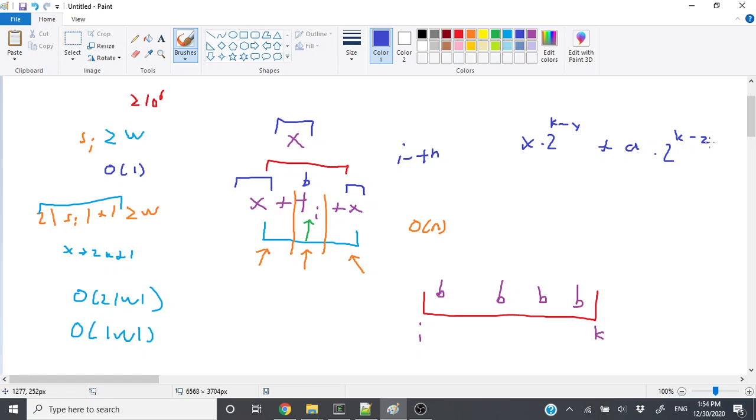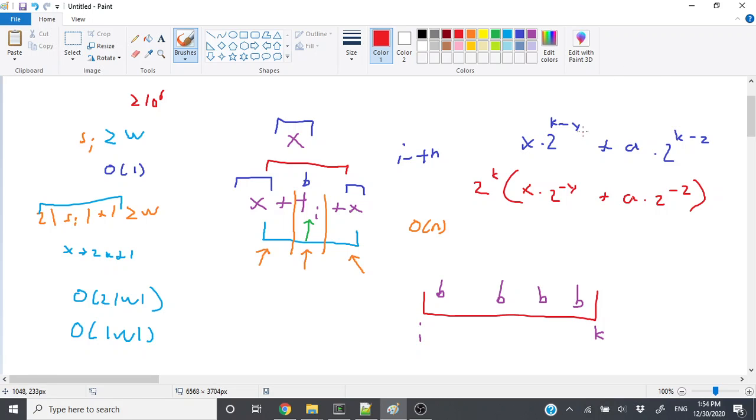Well, the basic idea is you can use negative powers or something. Maybe that's easier. You can just store x times 2 to the negative y, and then a times 2 to the negative z. And then you can multiply all of that by 2 to the k at the end, and then you can get the formula you want. That's a way to do it.